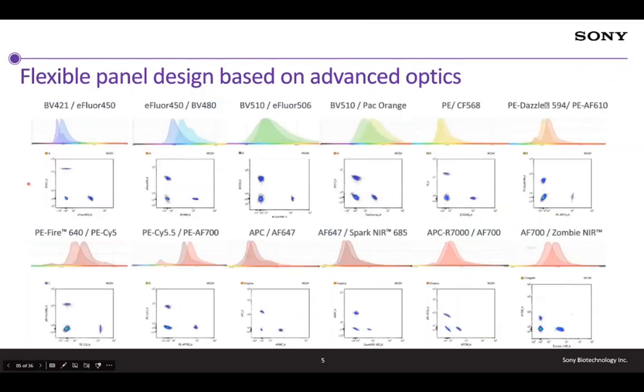Here are some examples of colors that you can run together on the ID that you can't on a lot of conventional systems. So we have some examples off of the violet laser here, off of the yellow-green laser, and off of the red laser. What this is going to allow you to do is to combine panels that you previously may have had to split up if you're using conventional systems, or expand your panels so you can get more information out of your samples.